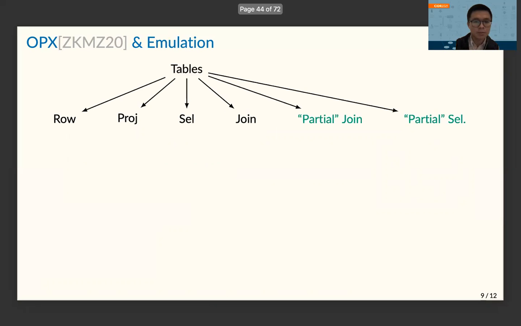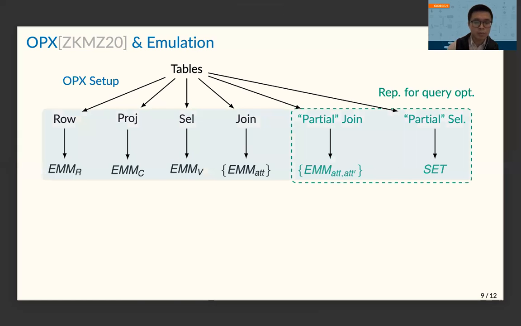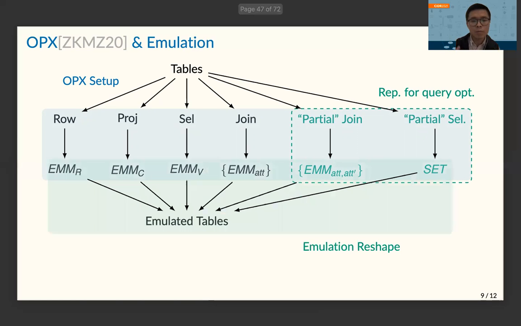At a high level, this is how it works. It takes plaintext tables and identifies different operations, such as projections, selections, and joins. Here we make a special distinction for two things, the partial join and partial select. These are the constructs for encrypted query optimization used later on. The OPX setup algorithm takes these operations and the tables and represents them in encrypted data structures, such as EMMs and sets. However, these encrypted data structures are custom. They are not recognized by databases. So we need a new algorithm called emulation reshape, which essentially turns them into tables. And finally, they can be stored on an unmodified database.